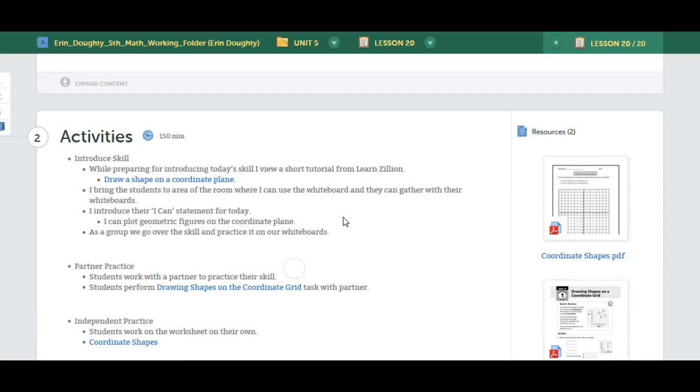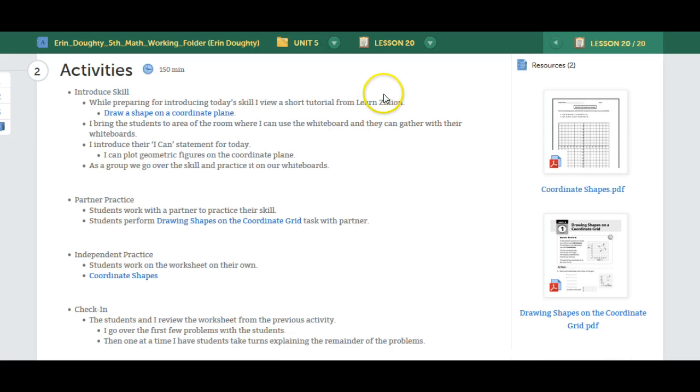To start the week out, I watch a short tutorial from Learn Zillion where the author goes over drawing a shape on the coordinate plane. To introduce this to the students, I bring them over to the whiteboard and give them their I can statement, which is: I can plot geometric figures on the coordinate plane.